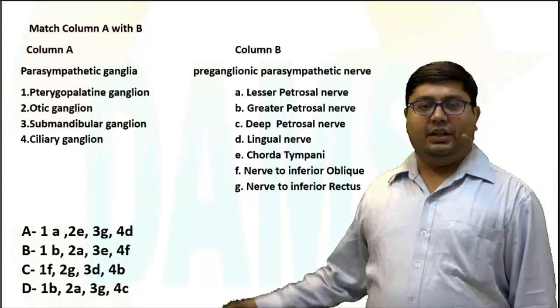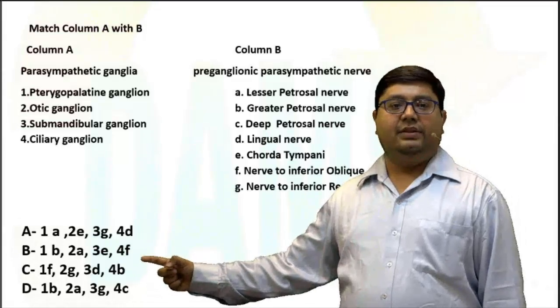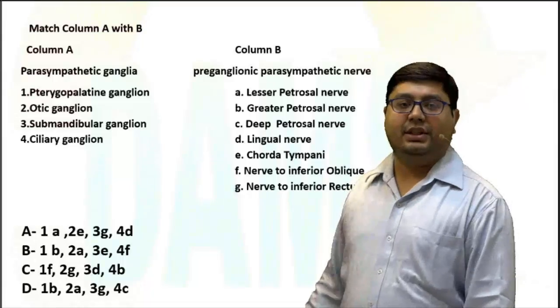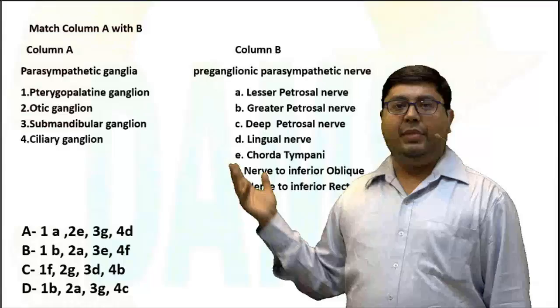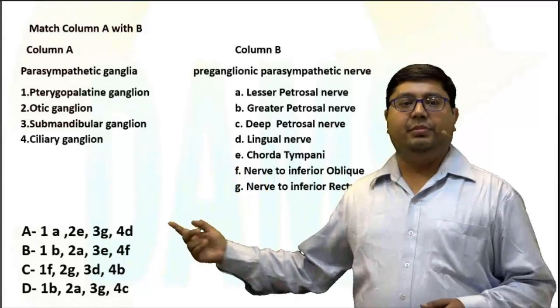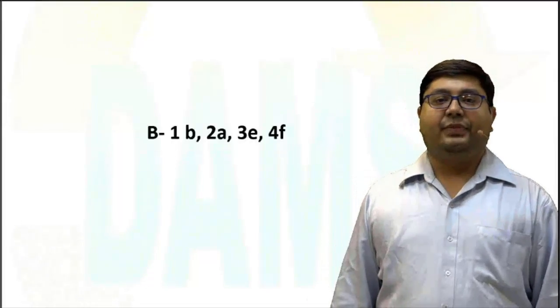So now we have to see the answer in these options. We can see that choice B matches our answer. Why? Because the set that we have arranged, matching column A and column B, matches choice B here. So the answer to this question will be choice B, right?